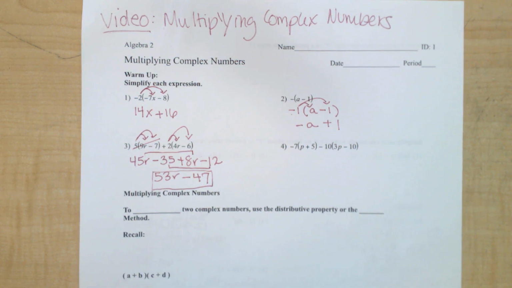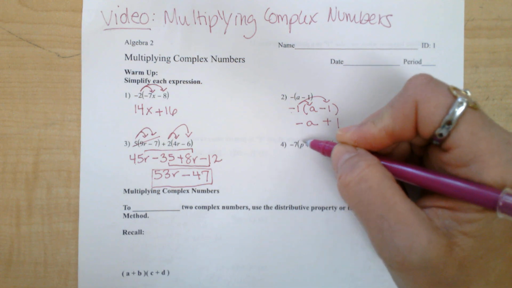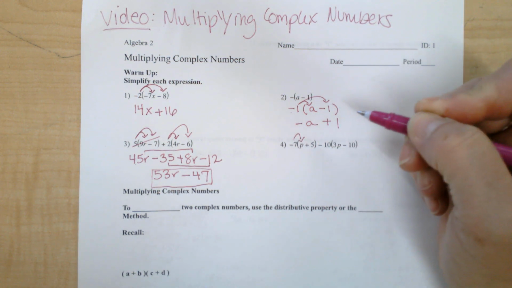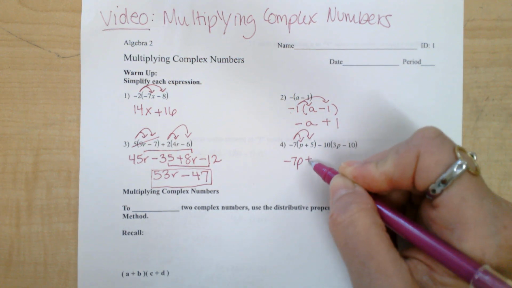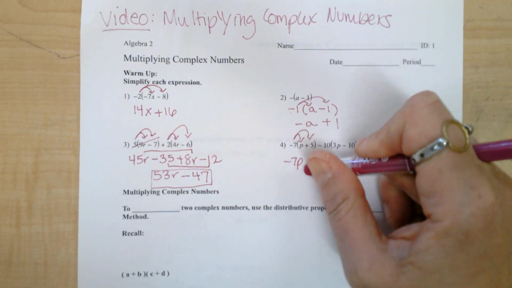And for number 4, we're going to approach it the same way. First, looking at this first one here, negative 7 times p is negative 7p. Negative 7 times positive 5 is negative 35.